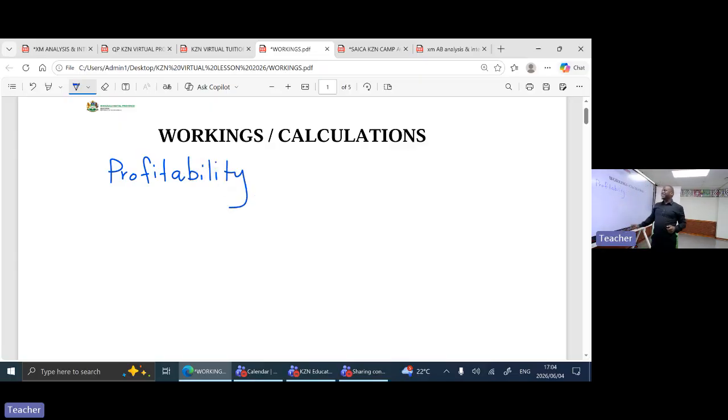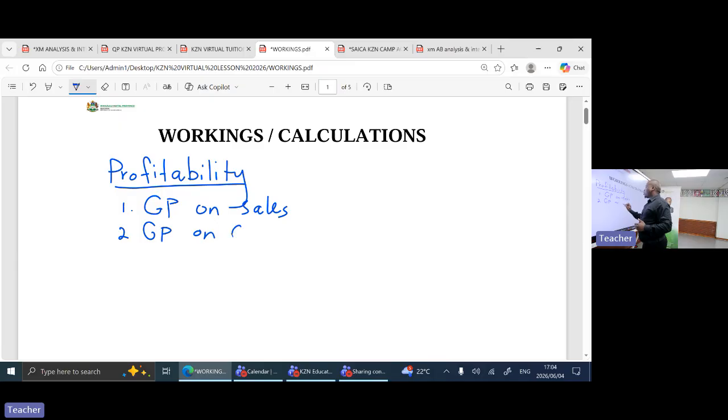The one that we learned in grade 10. All right? In grade 10, we learned about profitability indicators. There are 5 of them altogether. Number 1, under profitability indicators, we've got the gross profit on sales. Number 2, we've got the gross profit on cost of sales. This is also known as a markup.